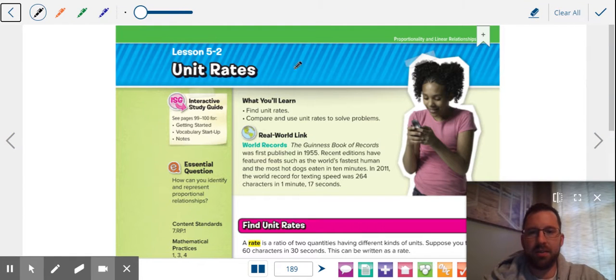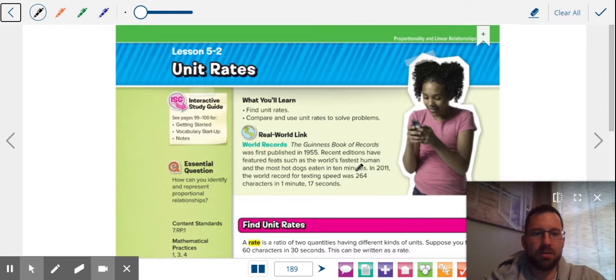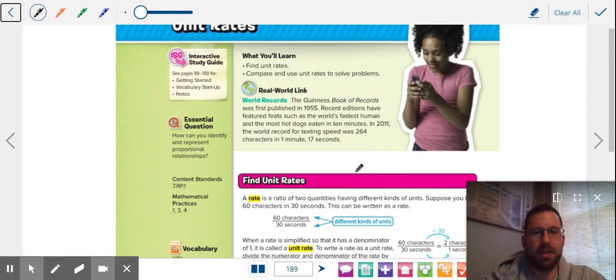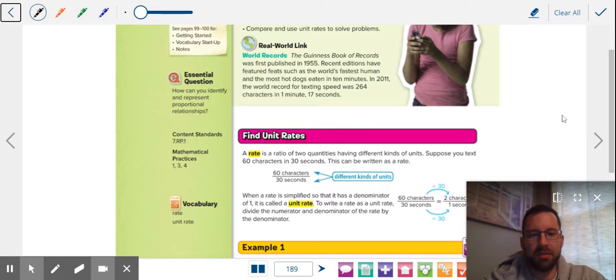Today we are on unit rates, which is lesson 2 of unit 6. What are unit rates? Basically, they're a ratio with two things that you've got to keep the units with. So we see unit rates all over the place. In this case, we have how many characters you can type per second. So this is 60 characters in 30 seconds.